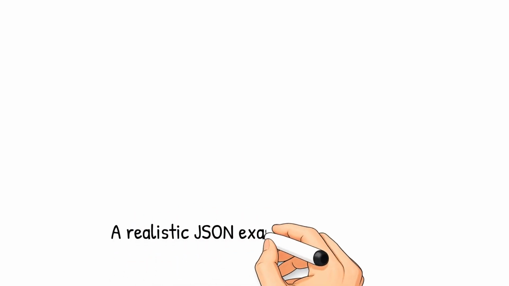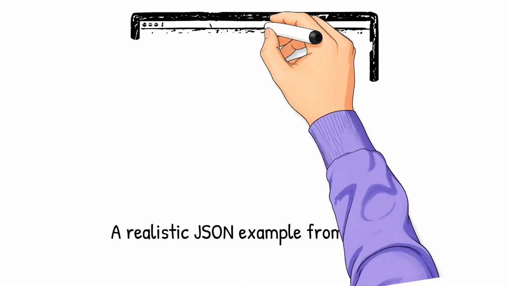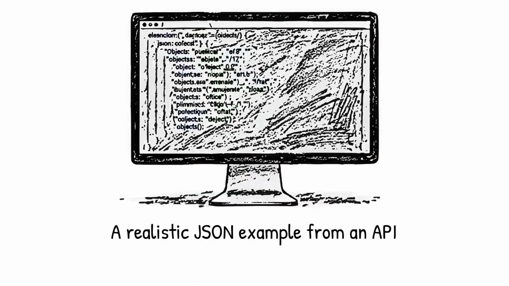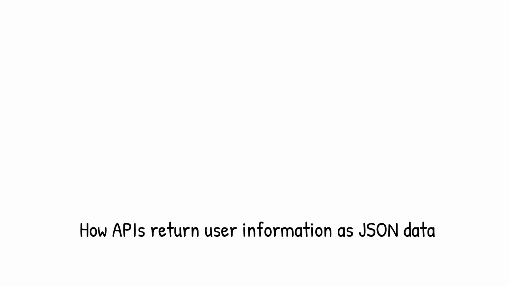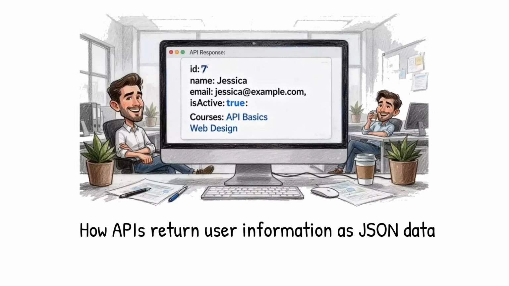Now let me show you a realistic example, exactly the kind of thing a real API would send back to you. Imagine you asked an API for information about a user. Here's the response it might send back. Open curly brace, ID: 7, name, Jessica, email, Jessica@example.com, is active, true, courses, open bracket, API basics, web design, close bracket, close curly brace.